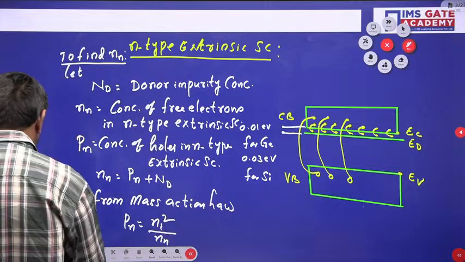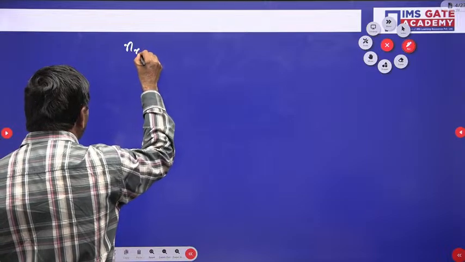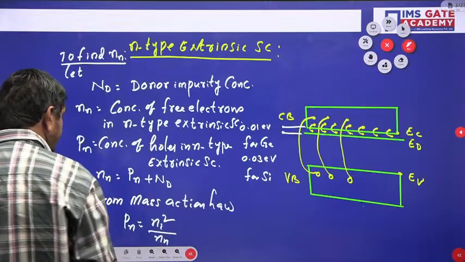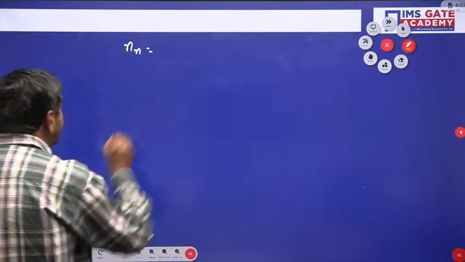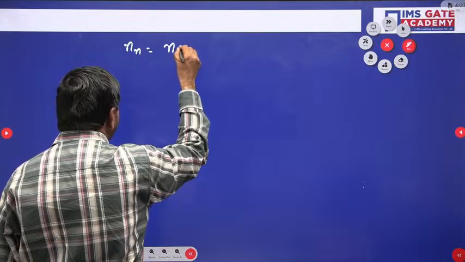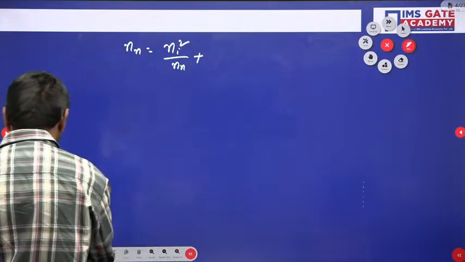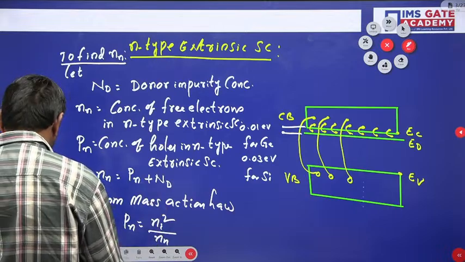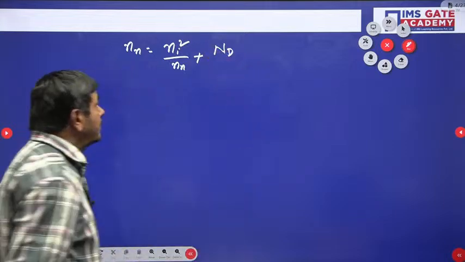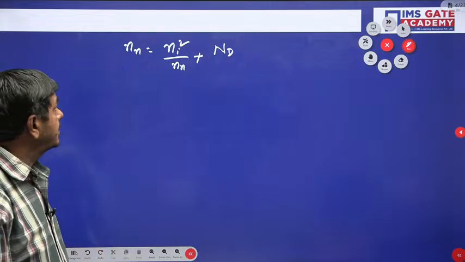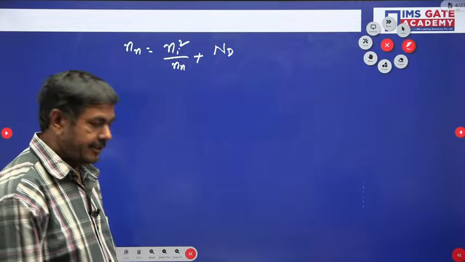Nn equal to Pn, and Pn means Ni square by Nn, plus what is still left? Nd, the donor concentration. Finally, we formed it like this, and you form one quadratic equation. By using that quadratic equation, we can determine Nn.